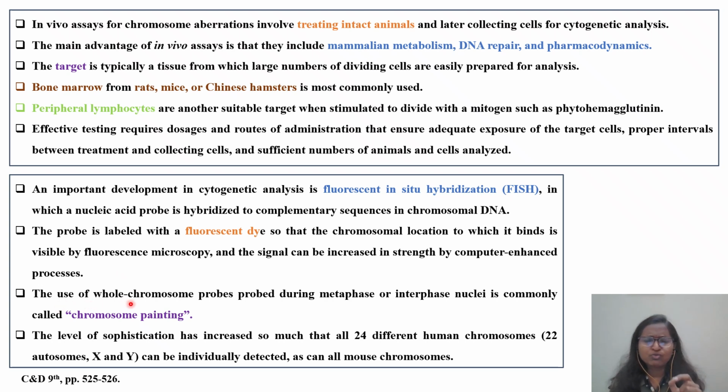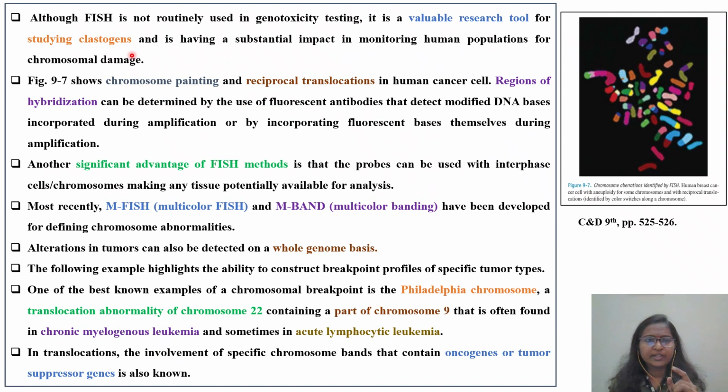The use of whole chromosome probes, probed during metaphase or interphase nuclei, is commonly called chromosome painting. So in the next picture we'll see what chromosome painting is. The level of sophistication has increased so much that all 24 different human chromosomes, 22 autosomes, X and Y, can be individually detected, and so can all mouse chromosomes. So let's look into this picture. This is the picture we are discussing.